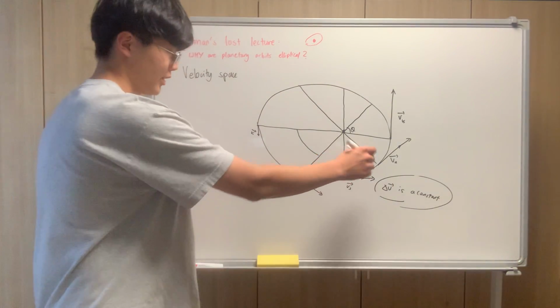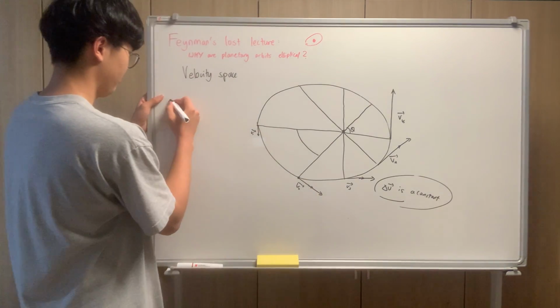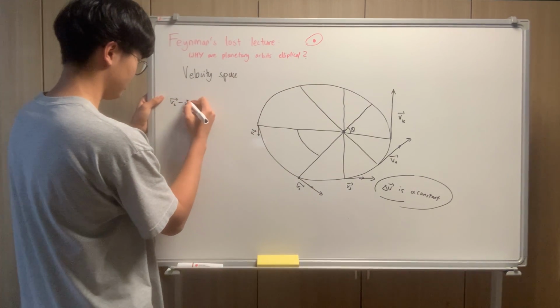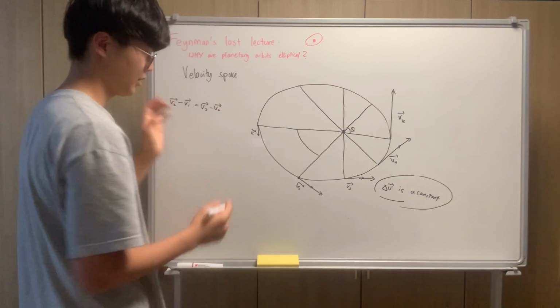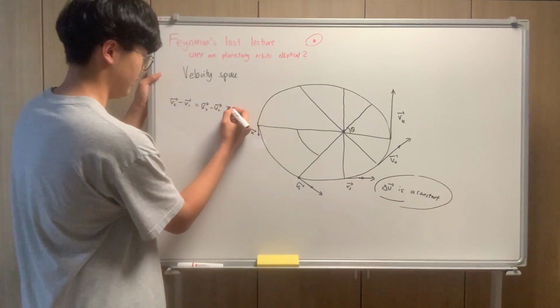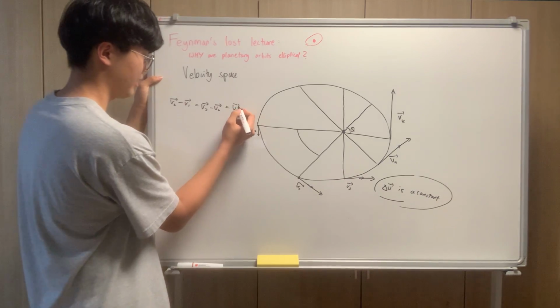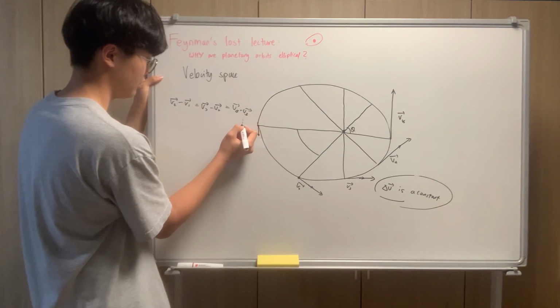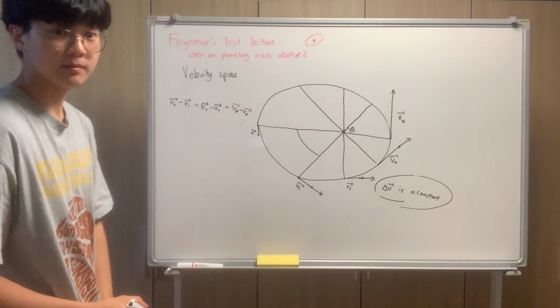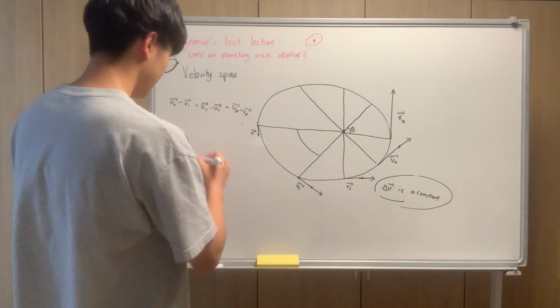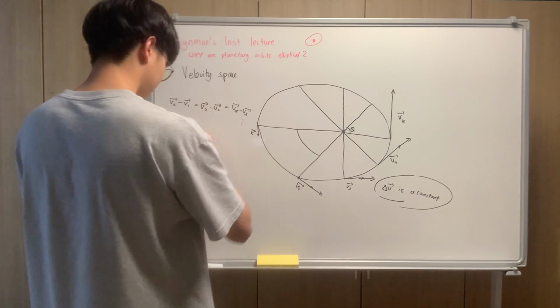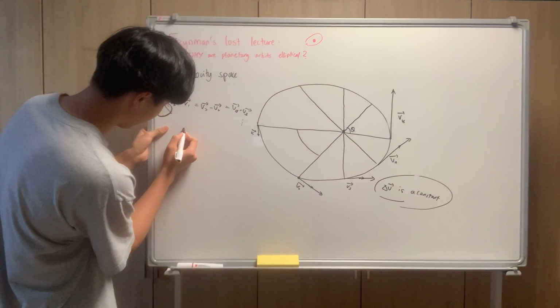And because the change in velocity is constant, this means that v2 minus v1 is equal to v3 minus v2, because they're basically the changes, and v4 minus v3, and so on, they're going to be the same. Let's look at v1 and v2 for now. So we have v1 that goes like this, and v2 that goes something like that.